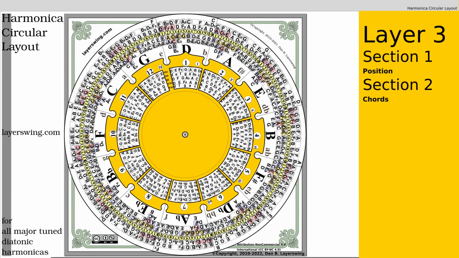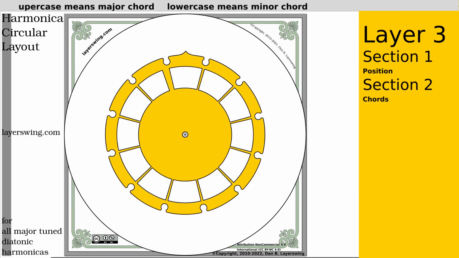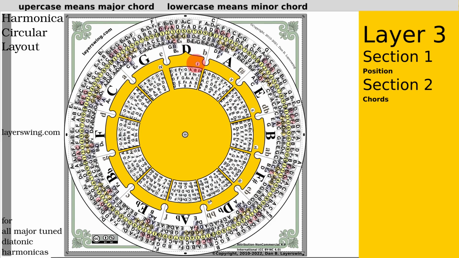Read the numbers. Uppercase means major chord. Lowercase means minor chord. It will be chord 1 D major, chord 2 E minor, chord 3 F sharp minor, chord 4 G major, chord 5 A major, chord 6 B minor, chord 7 D flat minor.